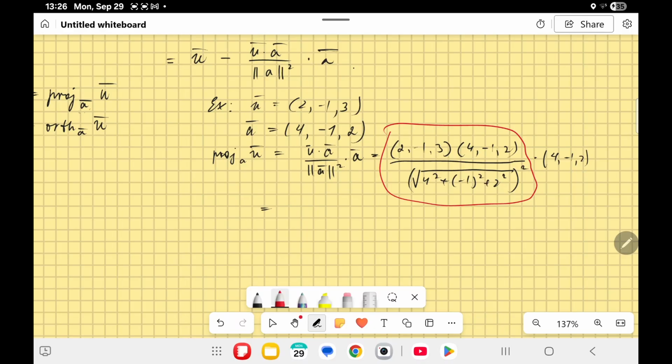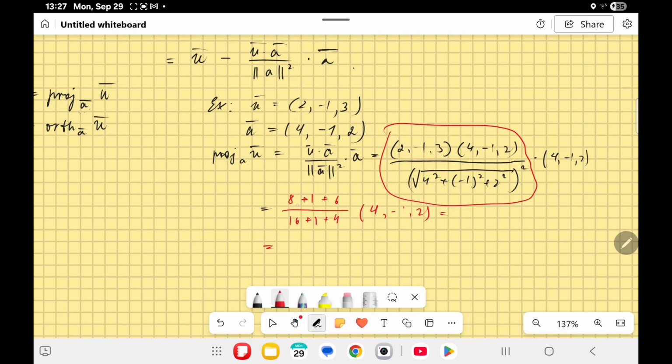Well, let's do the calculations. So 2 by 4 is 8, right? Minus 1 by minus 1 is 1. 3 by 2 is 6. It looks like 15, right? What do we have in the denominator? Well, the square root and the square are going to cancel each other, so I'm not going to write down the square root anymore. I'm just going to square each number. 16 plus 1 and plus, I think that was 2, right? Let me double check. Yeah, 2 squared is 4.